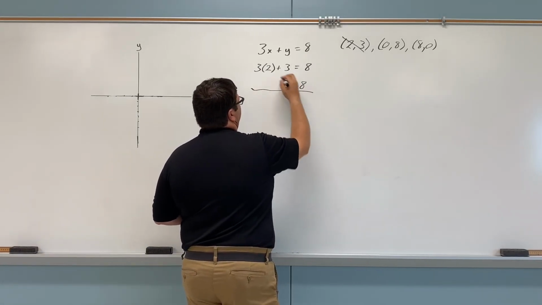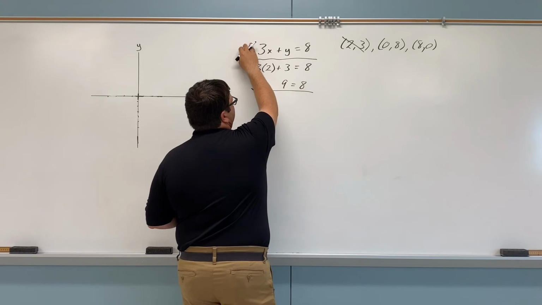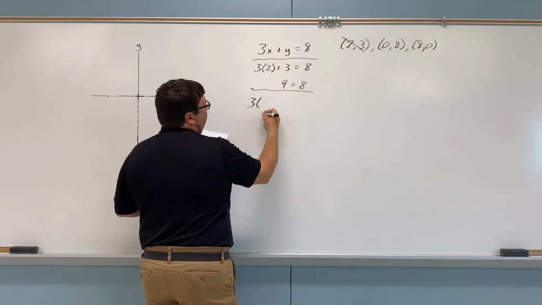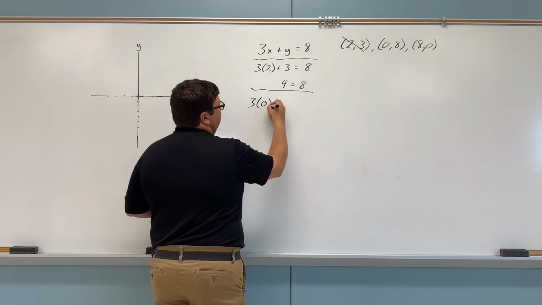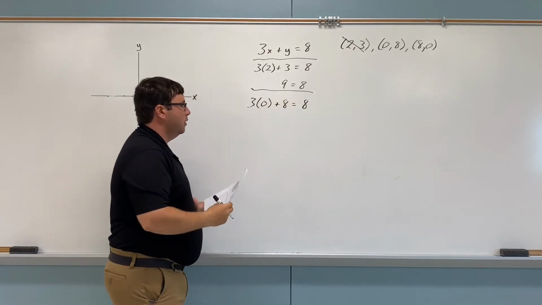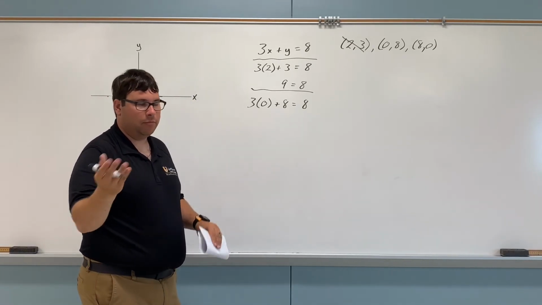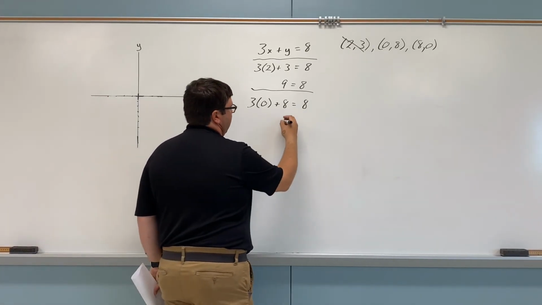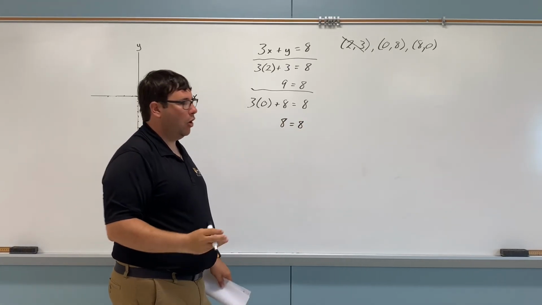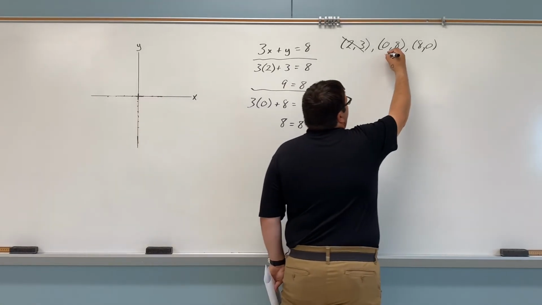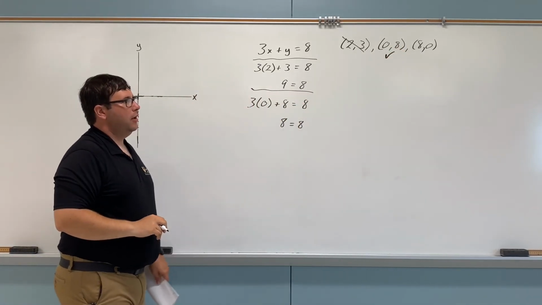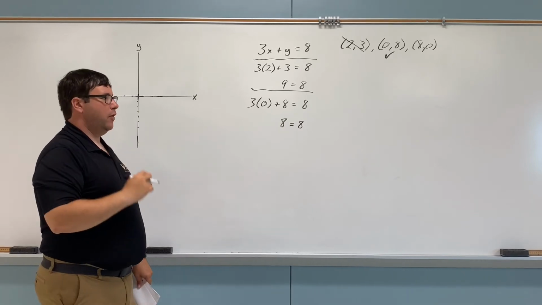Very good. Let's try the next one. I'm going to box this off. My original equation is on the top. My next problem is 3 times 0 plus 8 is equal to 8. 3 times 0 is 0. 0 plus 8 is indeed 8. So I have 8 equals 8. That is true, always true. So this coordinate pair, this ordered pair, is a solution of our equation.